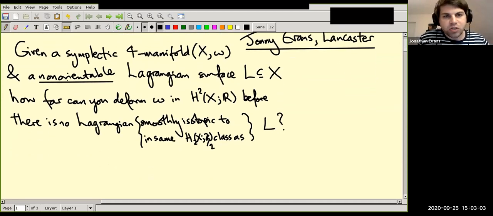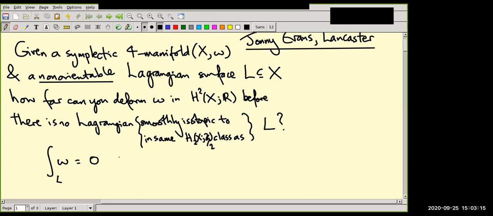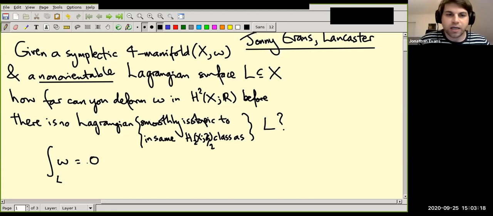Well, the analogous question with orientable Lagrangians is maybe a bit easier, because there's this constraint that if L is orientable, then you can integrate ω over L, and you've got to get 0. So at least if L has a non-trivial homology class, this is a non-trivial constraint on the cohomology class of ω. So you have to deform amongst such homology classes in order for L to remain Lagrangian.